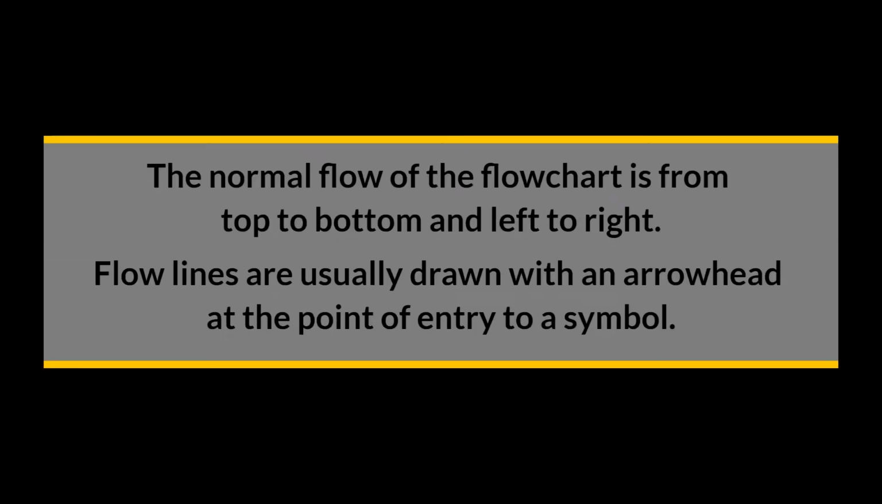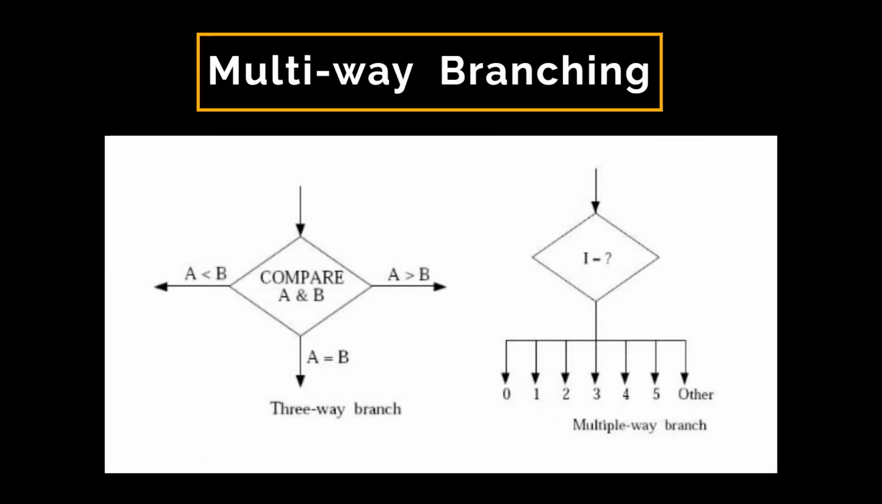The normal flow of the flowchart is from top to bottom and left to right, and the flow lines are usually drawn with an arrowhead at the point of entry to a symbol. The given picture shows the multi-way branching of a flowchart. The left picture specifically shows you the three-way branch, and the right picture shows you the multi-way branch.